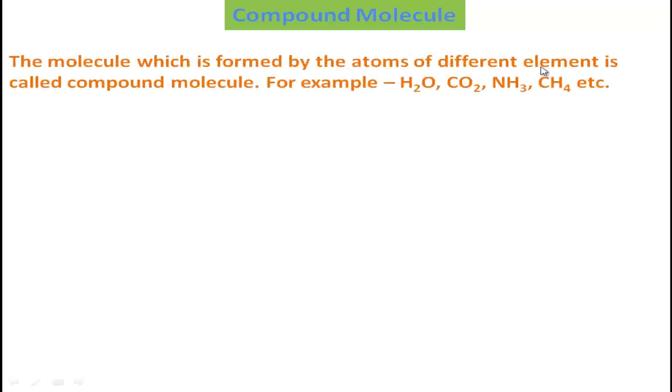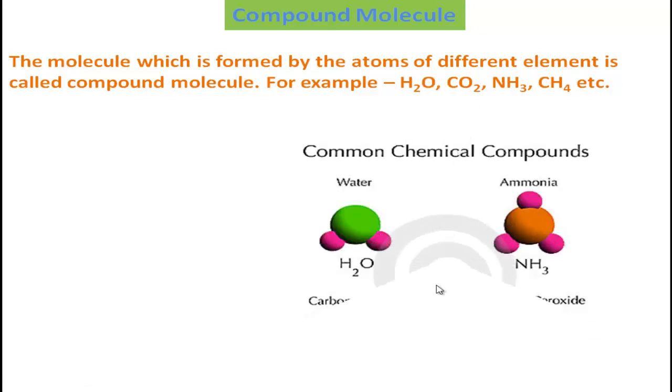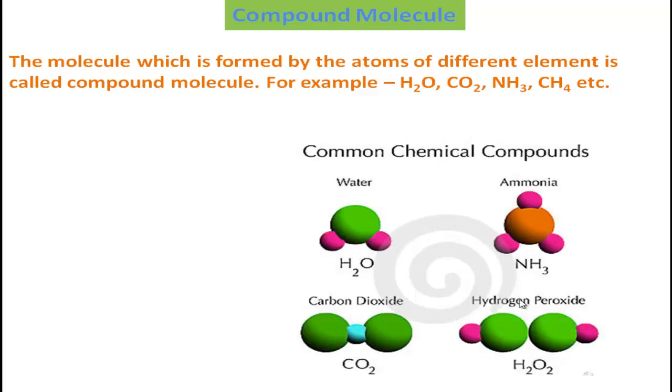Now we will know about compound molecule. Compound molecule means the molecule which is formed by the atoms of different elements is called compound molecule. For example, water. Water is compound. Why? Because here different atoms of different elements are present. This is carbon dioxide, atoms of different elements. Follow the picture. Why are they called compound? Because these molecules are formed by the atoms of different elements. Different types of elements are present. For this, they are actually known as compound molecule.